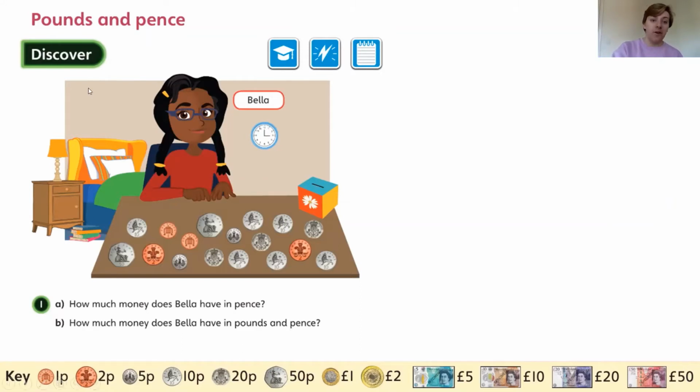Now for Discover, we have Bella, and Bella has lots of coins on her table, okay? Question A is, how much money does Bella have in pence? So just pence. B, how much money does Bella have in pounds and pence? So you will need to do some conversion.